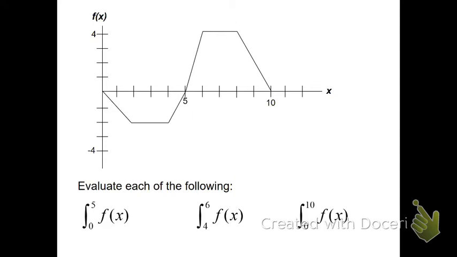So the first question, what is the integral from 0 to 5? That means we want to find this area, and because it's below the x-axis, we have to give it a negative value, okay? So to find that area, you have a couple choices. You can either chop it up into triangles and squares and do it that way, or you can use the area of a trapezoid, either way.